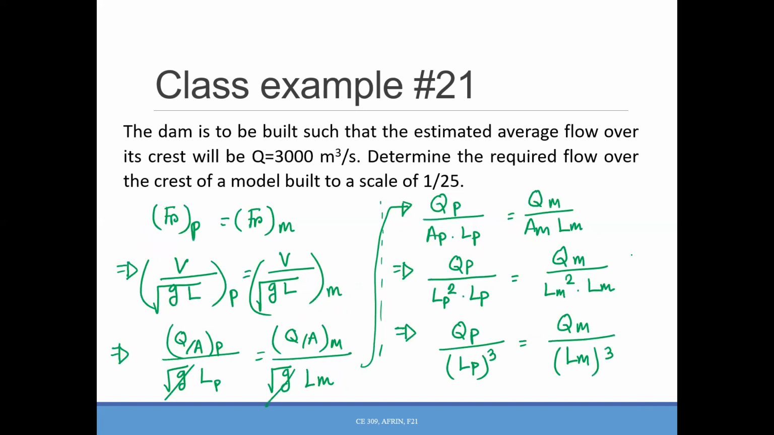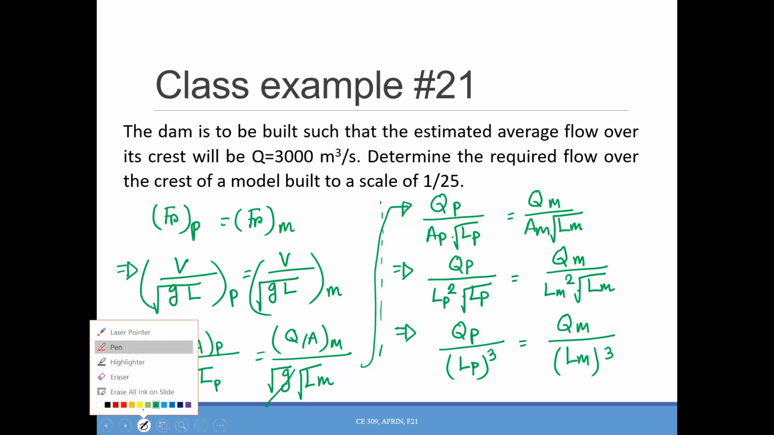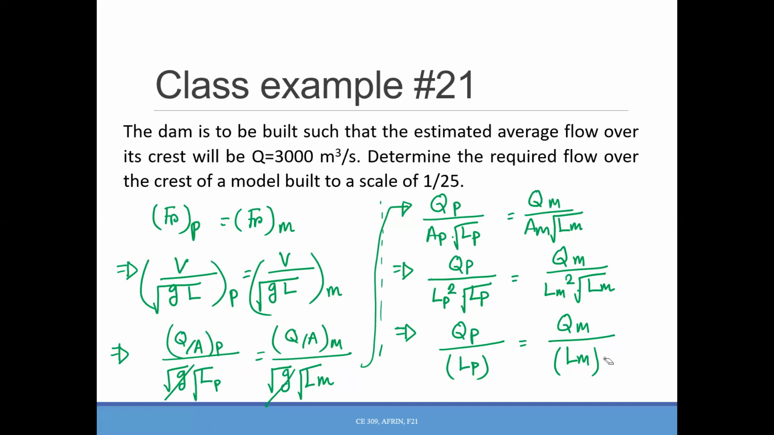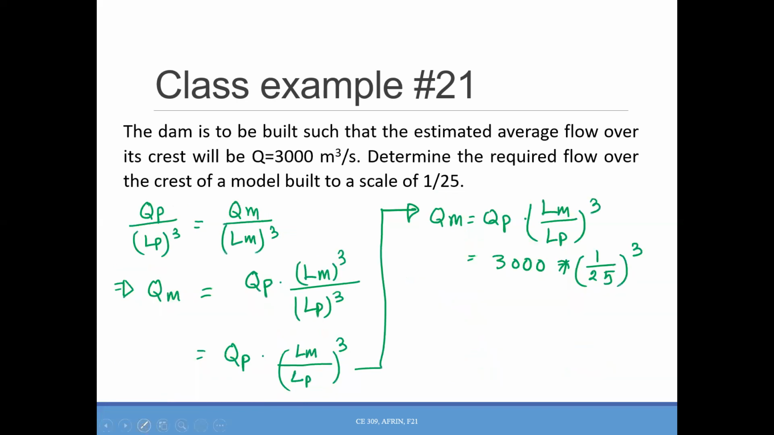Class, I think I made a slight mistake. For L, we had the root also. So everything is root. So instead of 3, it will be half and 2. So that is 5 over 2. So that should be 5 over 2. Okay, so we will not have cube, cube. It will be 5 over 2, 5 over 2.